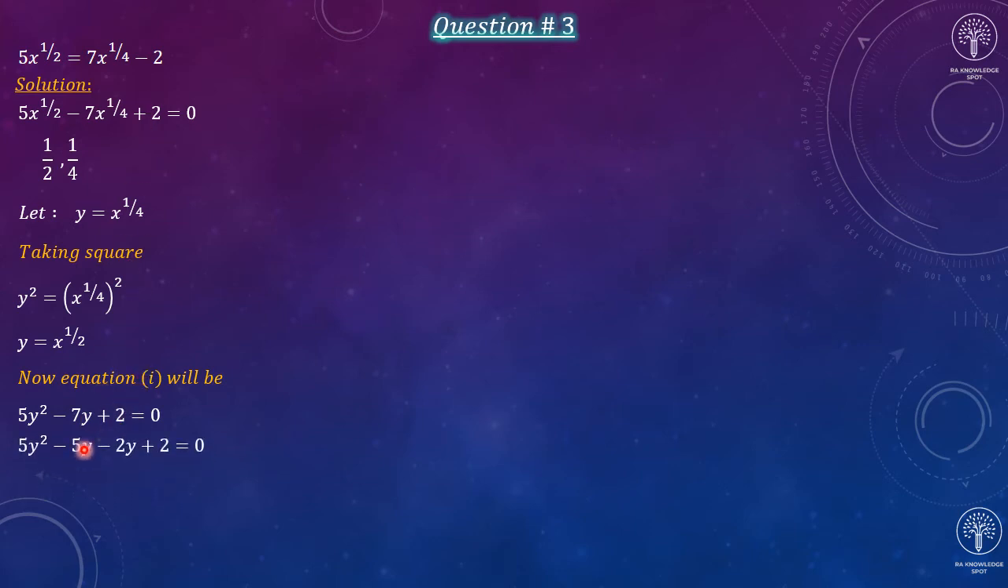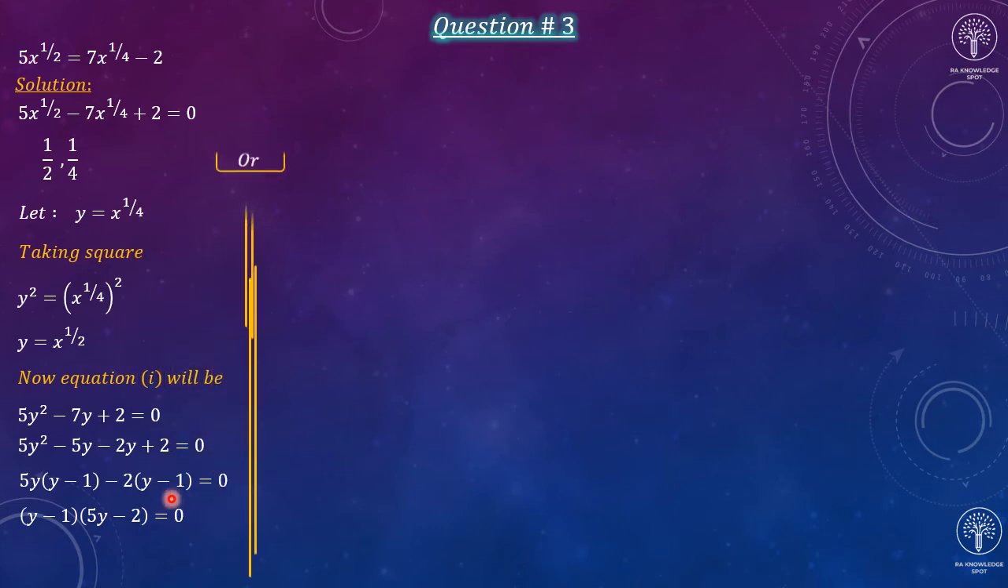Then, once again the factorization: 5 2s are 10, again 5 2s are 10, and 5 minus 2, that is 7. 5y is common with y minus 1, minus 2 is common with y minus 1. Then y minus 1 is common, and 5y minus 2, and this is equal to 0.